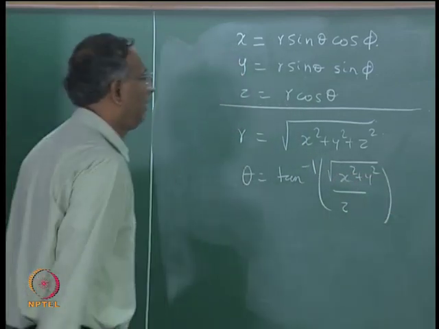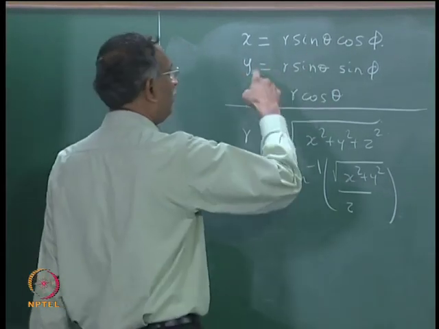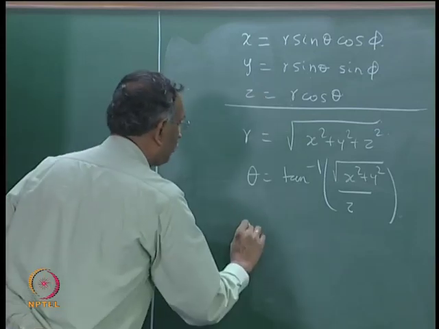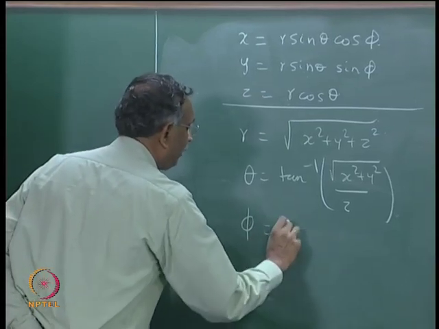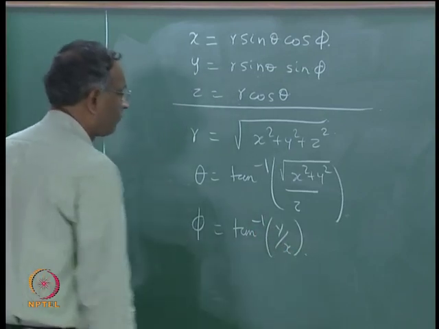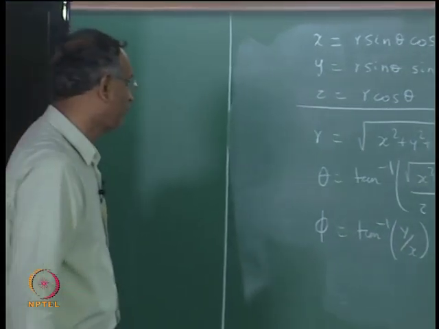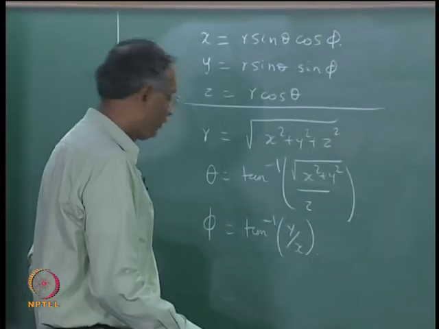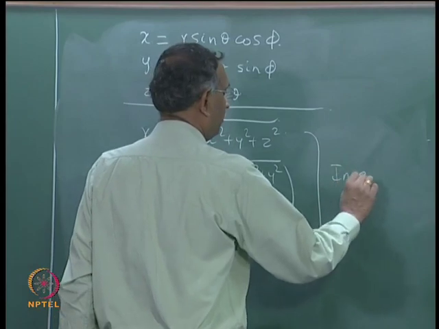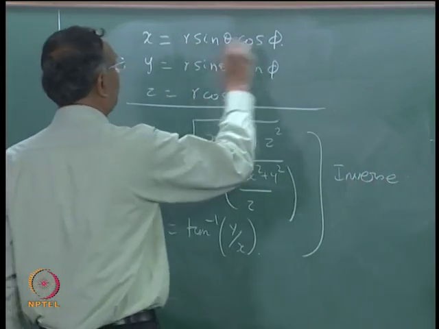Okay. And phi is, of course, y by x gives you tan phi. Therefore, phi is tan inverse y by x. So these are the three inverse relations if you start from x, y, z.